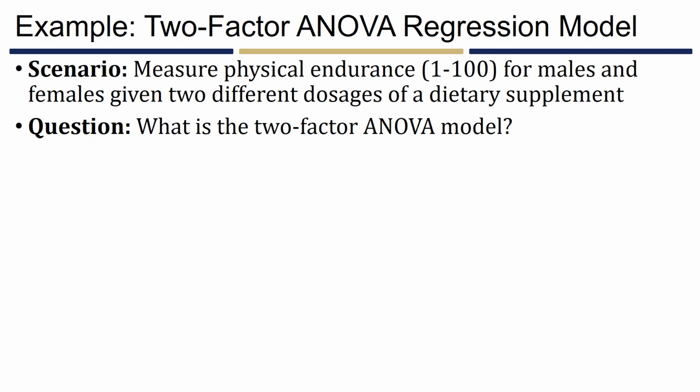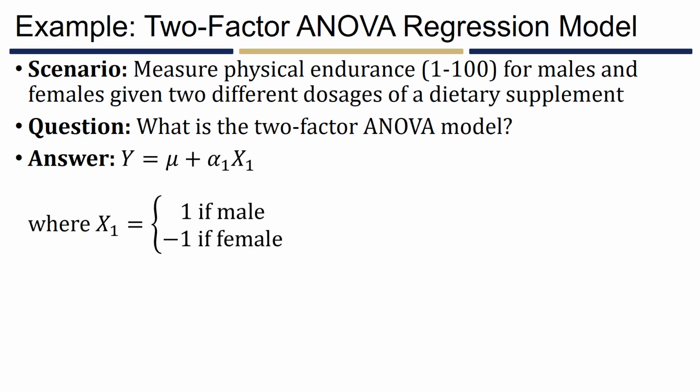So let's set up our two-factor ANOVA model for the physical endurance score data. We'll start out with y equal to mu, where mu is going to be estimated by the grand mean of all of our observations. Then we'll add on alpha 1 times x1. x1 is our dummy variable denoting the person's gender. We'll set x1 equal to 1 if the subject is male, and negative 1 if the subject is female.